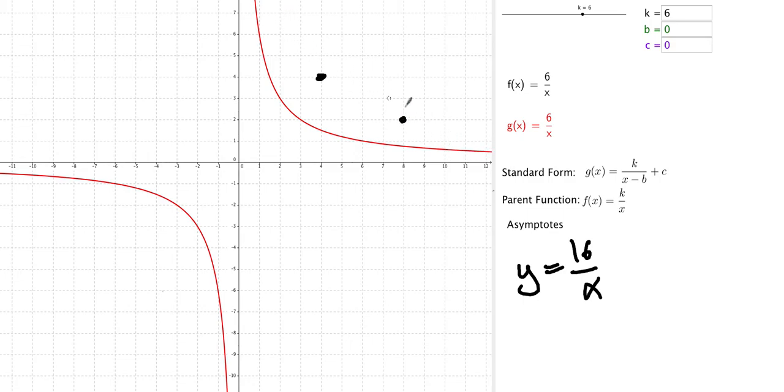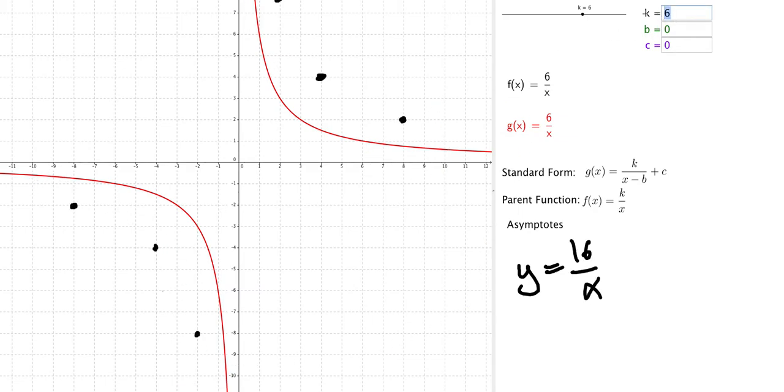And so I'm going to go through both of these points. When x is 1, y is 16; when x is 2, it's 8. So just off the screen right here, I'll just draw it really big, and you can see it. And the reflection: when x is 4, y is 4. When x is -4, y is -4. When x is -8, y is -2. When x is -2, y is -8. So we're going to go through those points. That's what the graph is going to look like.